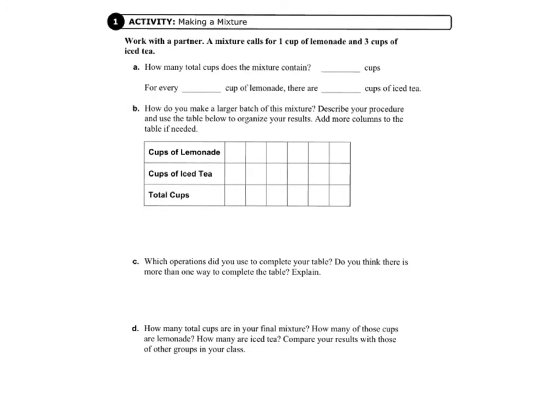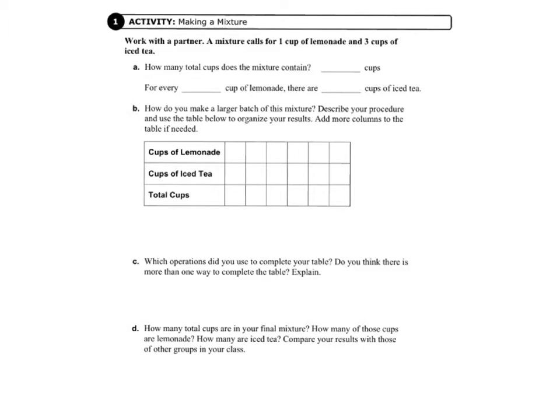Today we'll be starting on page 101 in your Record and Practice Journal. Our activity is Activity 1, Making a Mixture. A mixture calls for 1 cup of lemonade and 3 cups of iced tea. Letter A, how many total cups does the mixture contain? Blank cups. For every blank cup of lemonade, there are blank cups of iced tea.